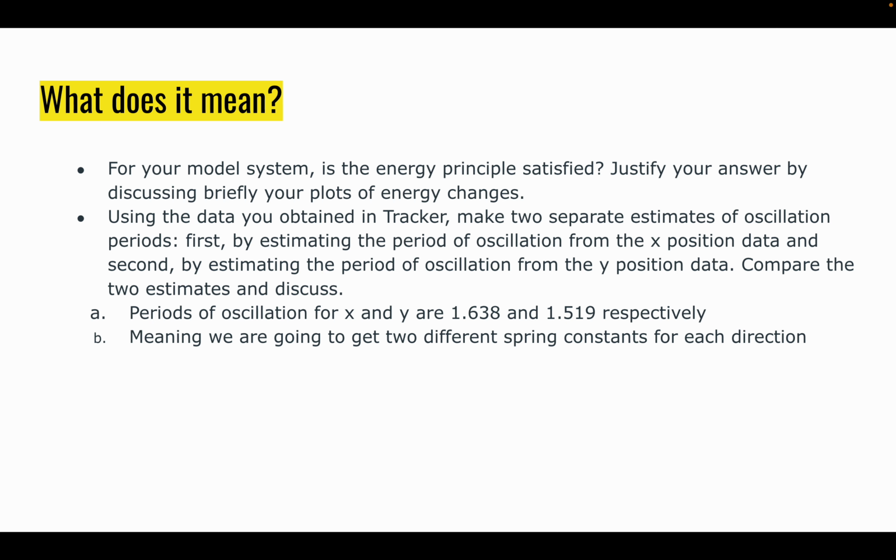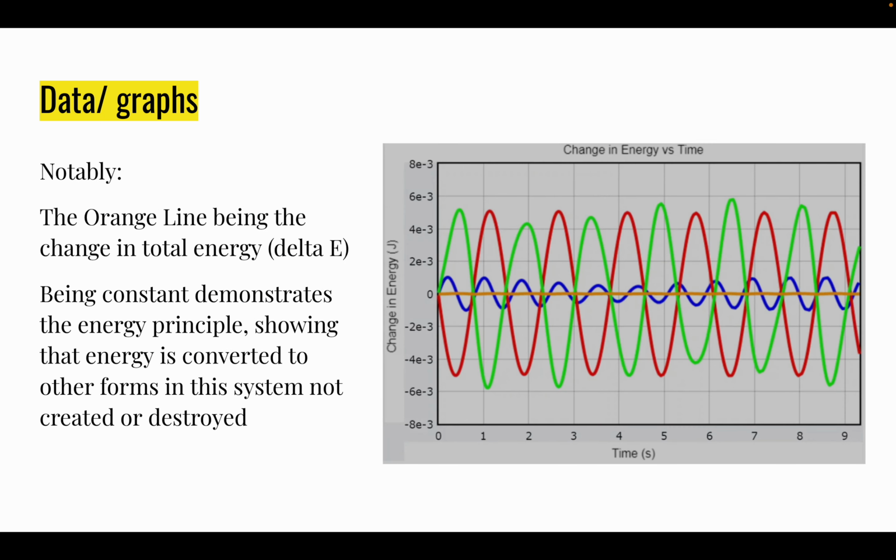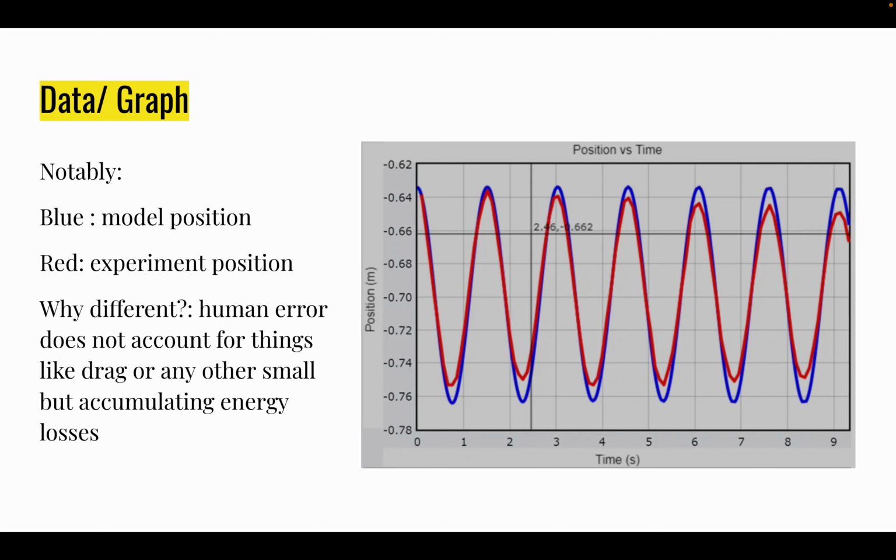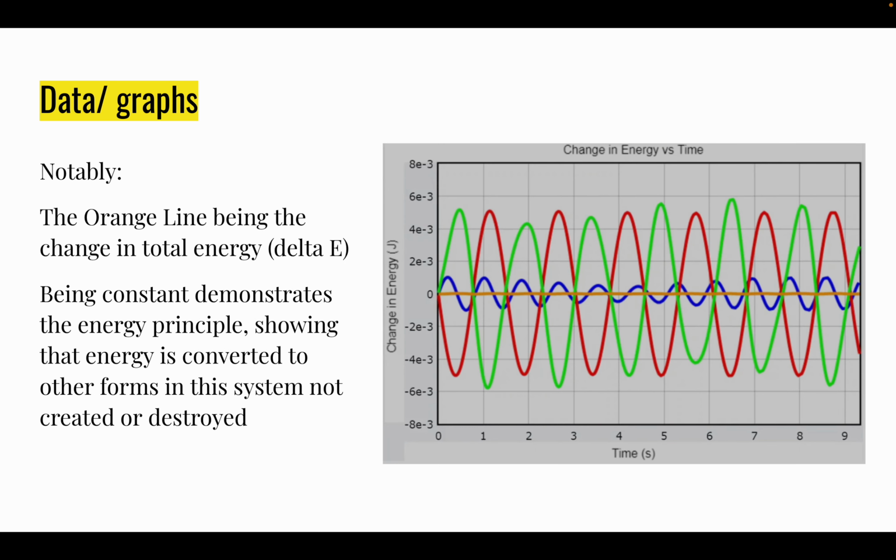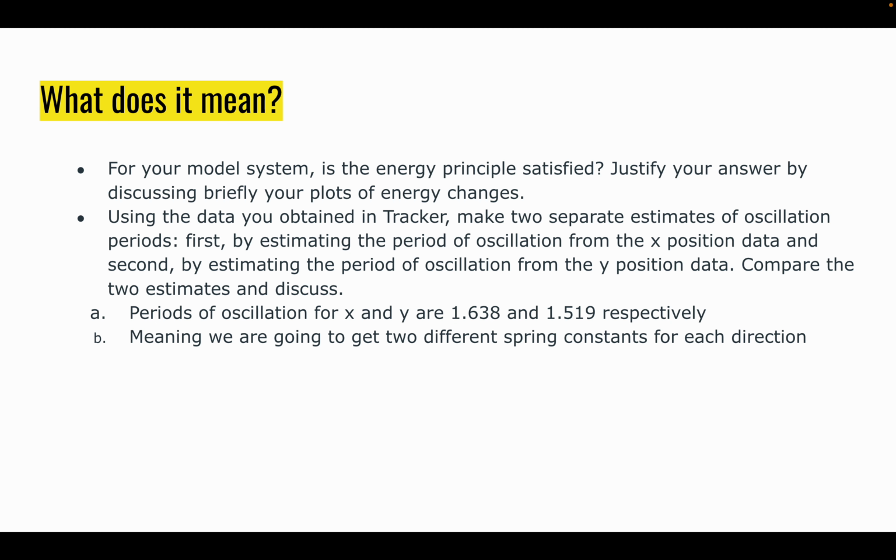What does this mean? As mentioned, the energy principle shown by the orange line, this does satisfy it, because the energies change consistently, or are converted consistently. And for the second point of what does it mean, the periods of oscillation for x and y are 1.638 and 1.519 respectively. And all that means is that we are going to get two different spring constants for each direction.